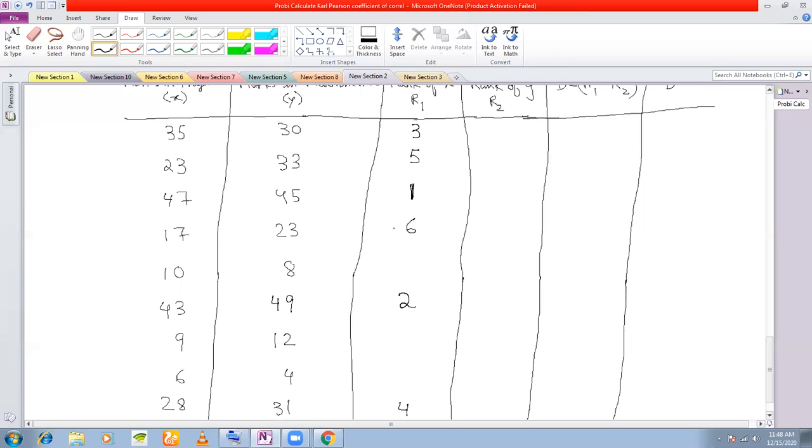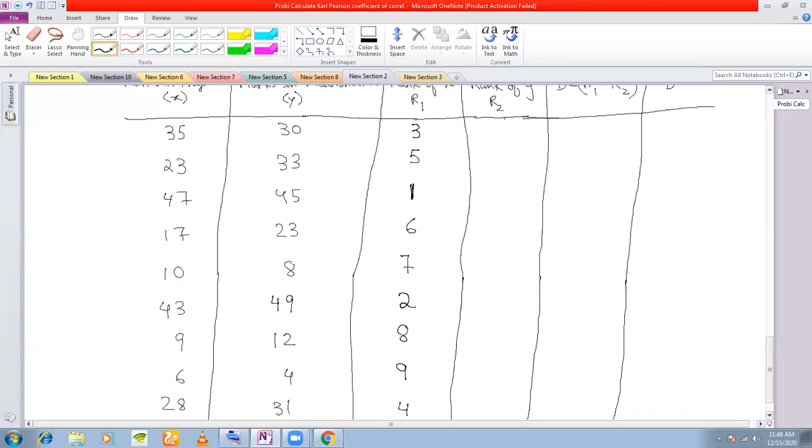The next highest is 10, so you give it a rank 7. The next highest is 9, so you give it a rank 8. The next highest is 6, so you give it a rank 9. Okay, so you have assigned the ranks.